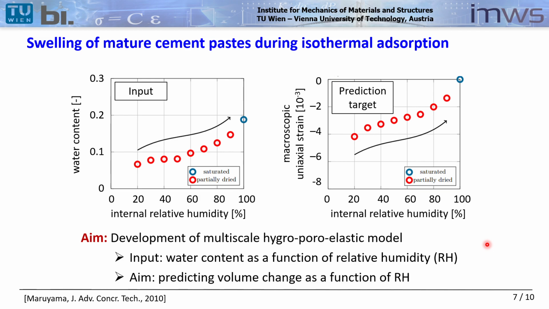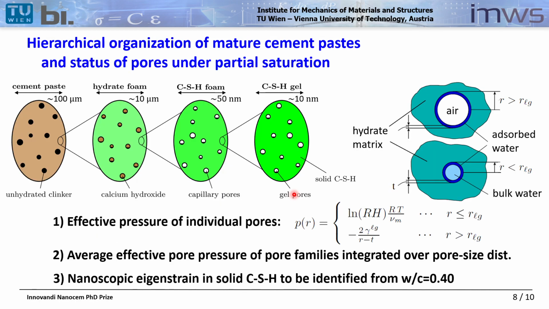This test measured both the water content and the macroscopic strain at different internal relative humidities. Our aim is to develop a multiscale poroelastic model which takes the evolution of the water content as an input in order to predict the macroscopic volume changes. This is done by representing mature cement paste as a 4-step matrix-inclusion homogenization scheme.